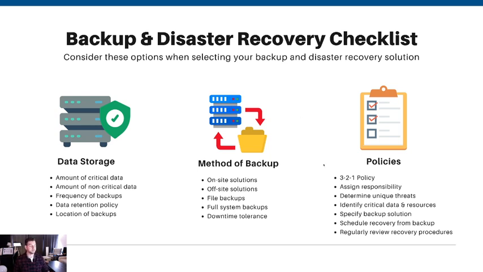And then policies. 3-2-1 policy. The 3-2-1 policy means you have to have your data at all times in 3 different locations. If it's not in 3 different locations, your data doesn't exist. That's the best way to look at it. If you don't have your data in 3 different places, you don't have your data. So of those 3 places, 2 of them need to be independent of each other.